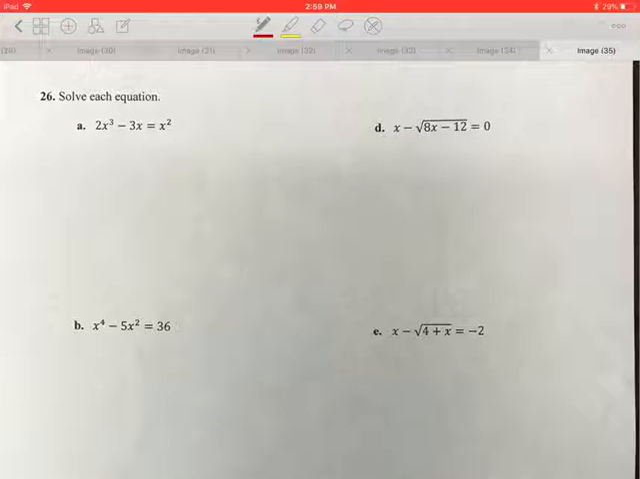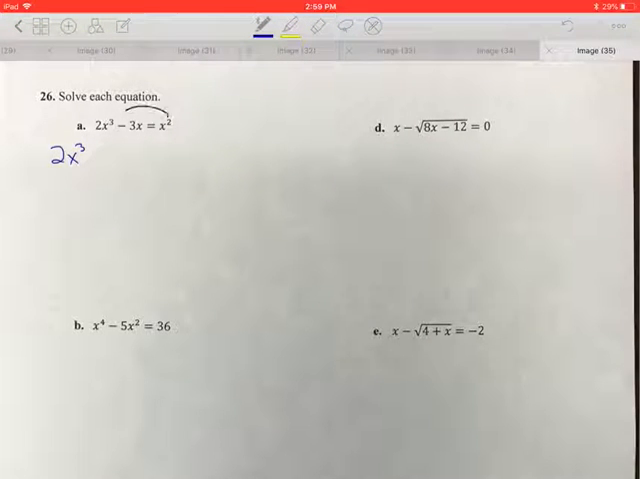Okay, we're on the last page of the review. We're going to look at 26A and B. Now, these are not quadratic equations. One of them goes to the third power, one to the fourth, but both of these can be solved by factoring. So we're going to start by putting everything in standard form, which means equal to 0.